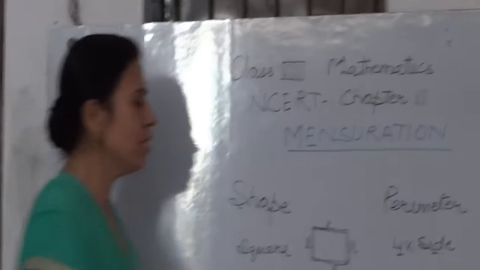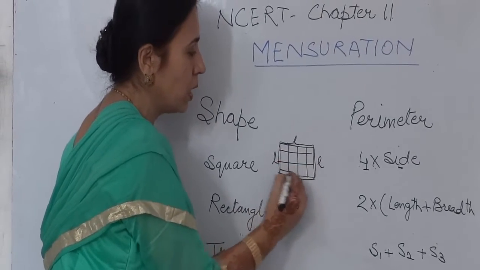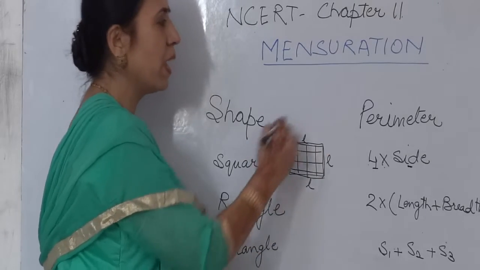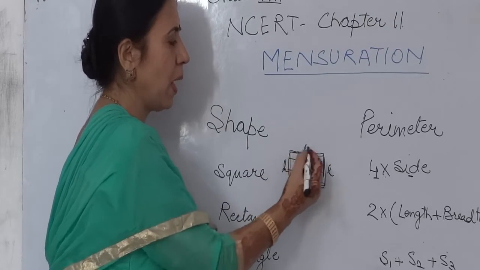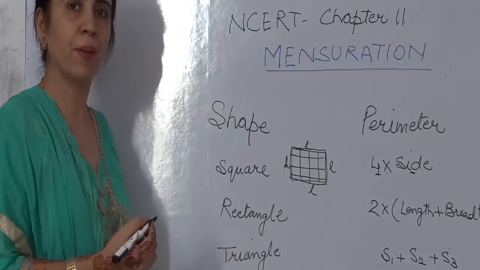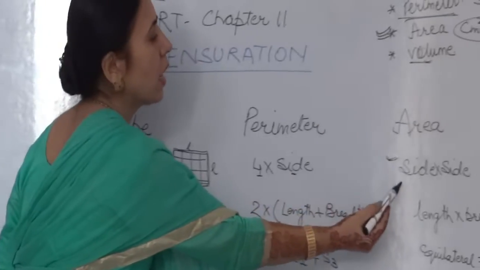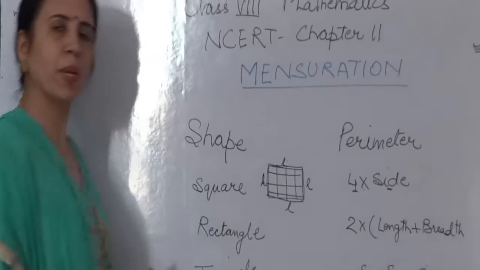Now, how much area is this particular square occupying? That means this space has to be calculated by multiplying its length and breadth. Here both length and breadth are equal. So we say that area of a square is side multiplied by side. Now we come to the next figure.